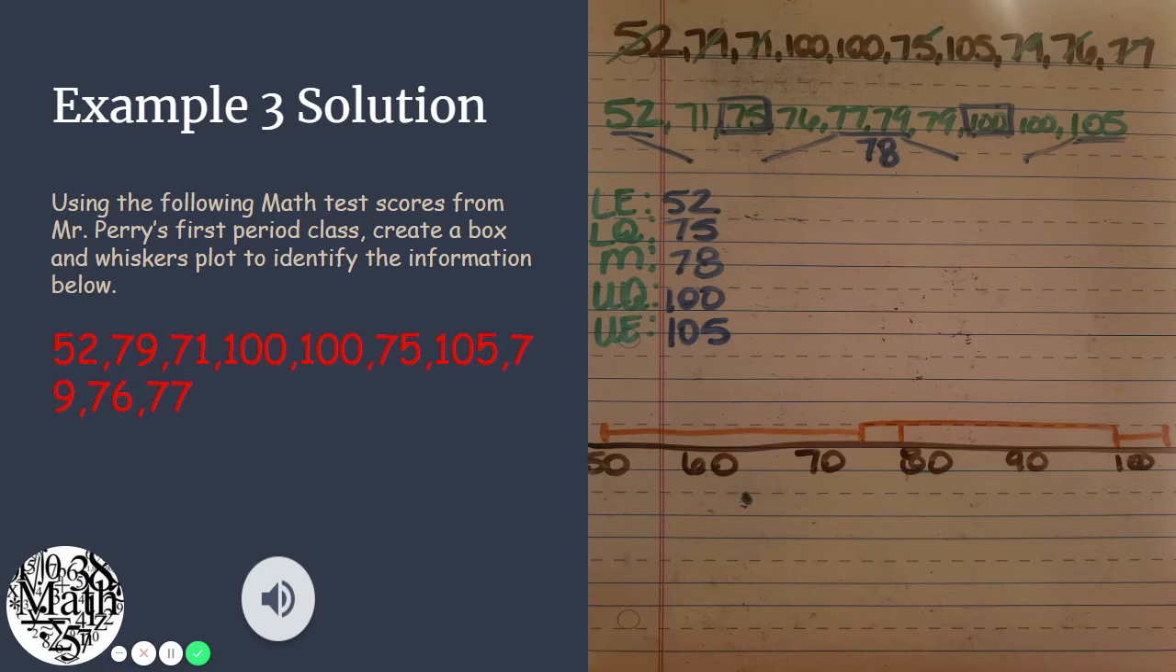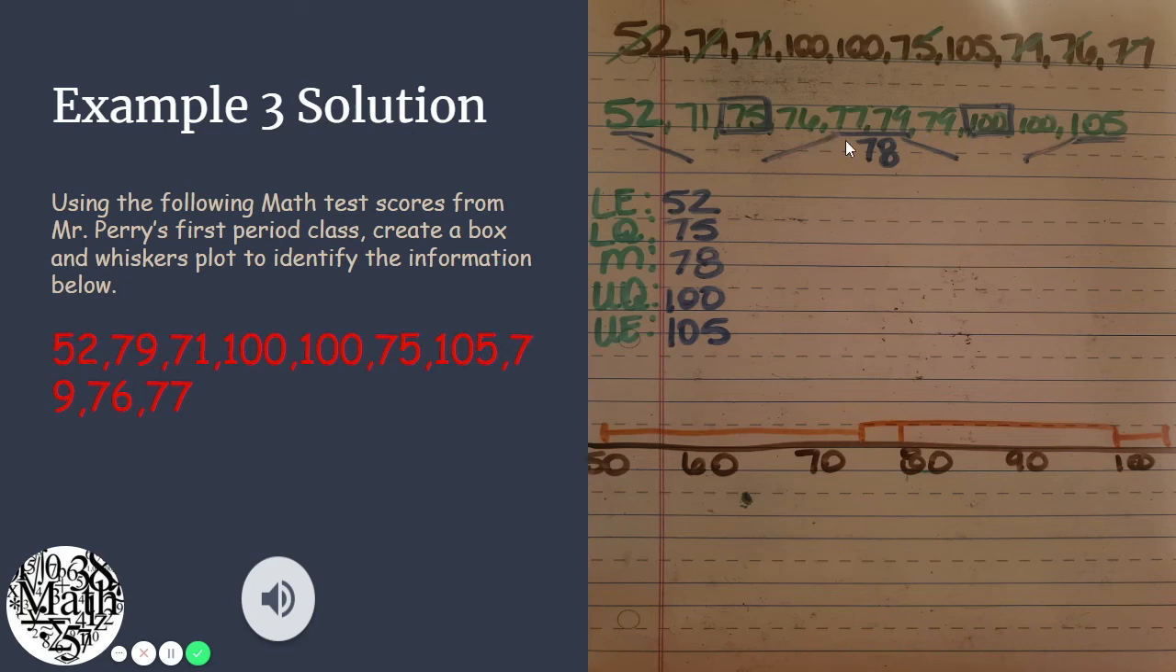Since 78 is not a part of our original set, the 2 numbers that are part of the original set will be included in locating the quartiles for this question. So for our upper quartile, which is our set of data that is located to the right of the median, where the 78 is, we have 79, 79, 100, 100, and 105. The number that lies directly in the center of that set of data is 100. So our upper quartile is 100.